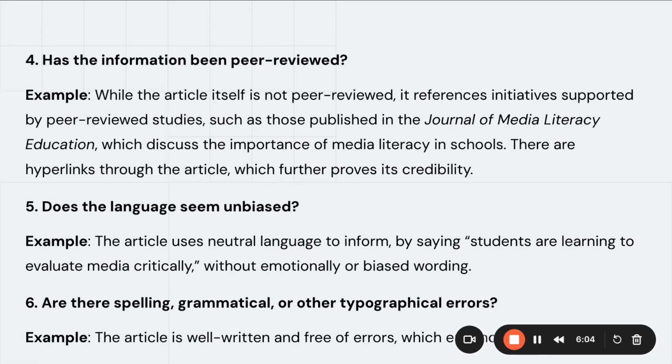Also, has the information been peer reviewed? Unfortunately, it hasn't been peer reviewed, but that doesn't mean the article is losing credibility, because throughout the article there are hyperlinks embedded in the text. When you click on those, they take you to other information which verifies the information of this article. There are no errors, no grammatical issues. Everything here is well explained and well presented.